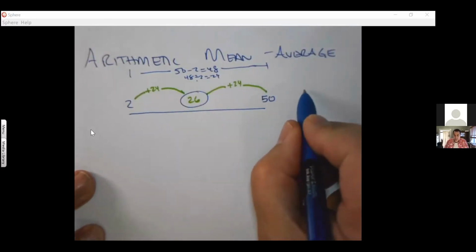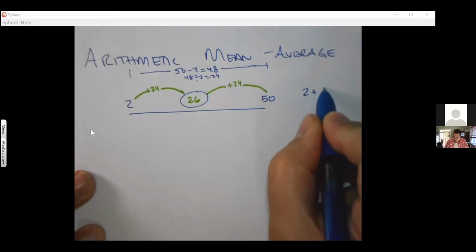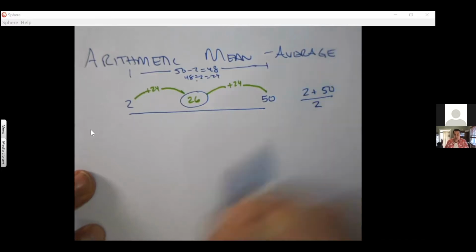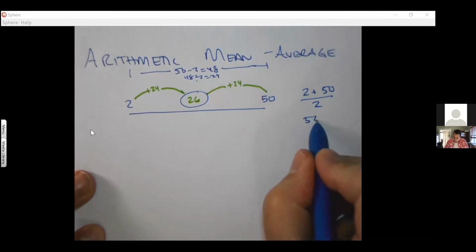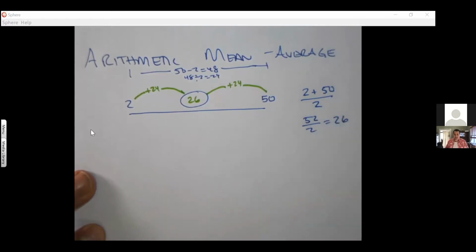We can do that simply by saying 2 plus 50 divided by 2. That's called the average. 52 over 2 gives me that same 26. Where does that come from?